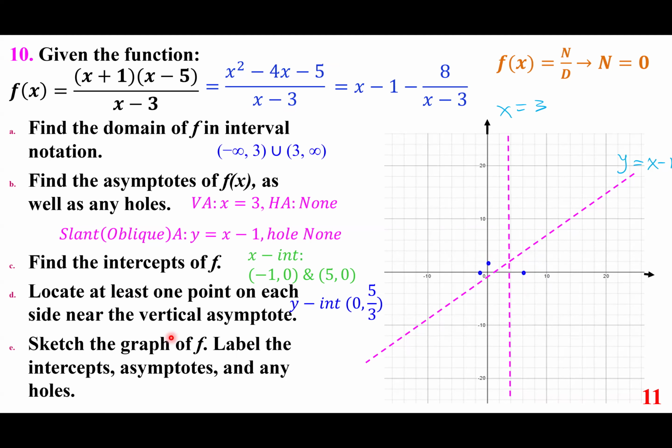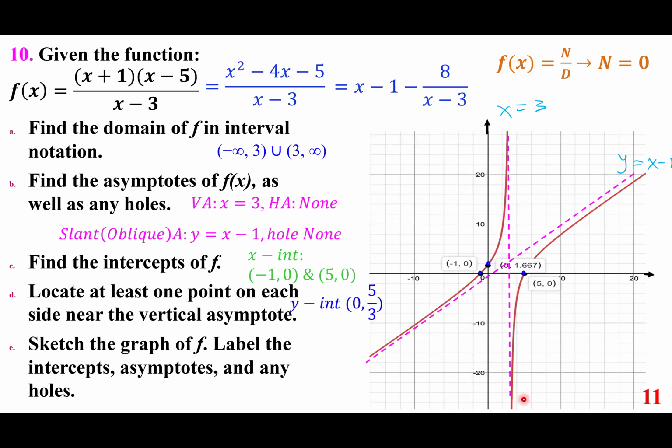And it's clear that you locate at least one point on each side, sketch the graph. So here's your vertical asymptote. On the left side, you already have 2 points, so you know the graph. On the right side, you have 1 point. You already know the graph, so you don't have to do anything else.